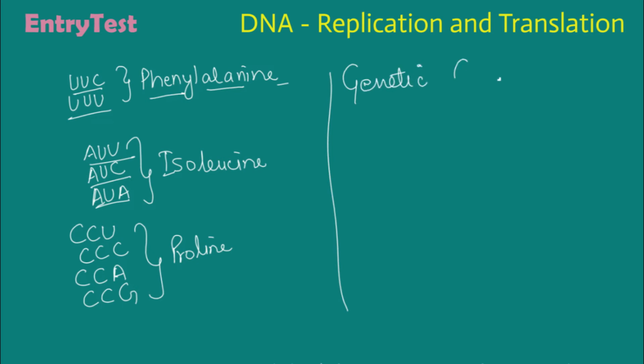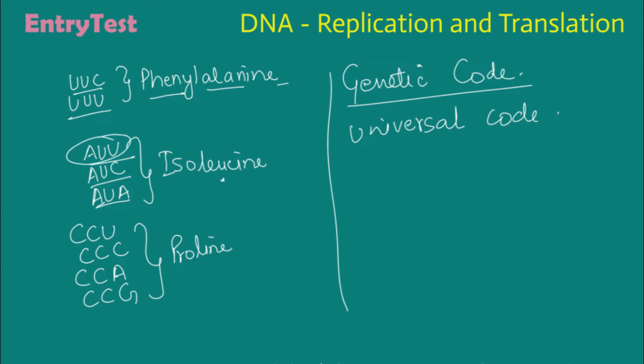Now, the genetic code is universal. That means every living thing uses the same code. There are a few rare and minor exceptions, but otherwise it is universal. That means AUU will always code for isoleucine in all animals. So that means it is universal.